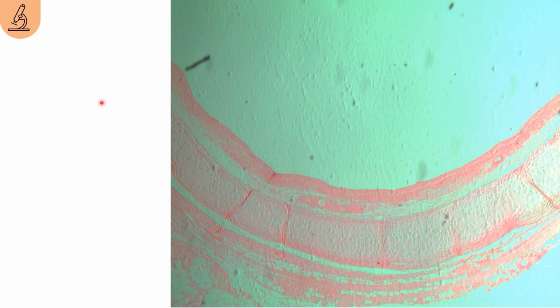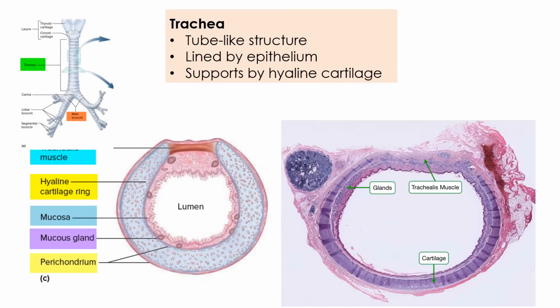So another slide. Any guess what this is? This is the trachea, at lower magnification. So what is trachea? This is the larynx, this is the bronchus. The trachea is part of the respiratory system, part of the respiratory tract.